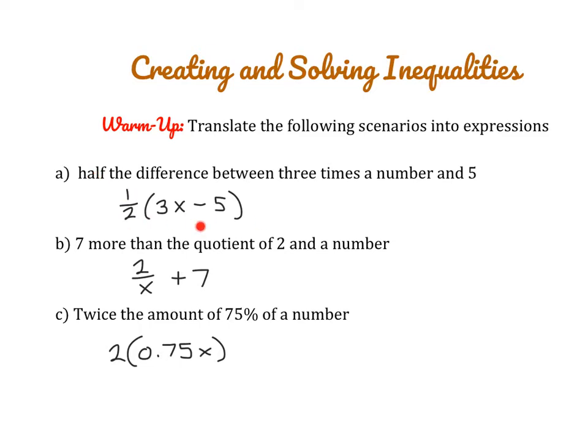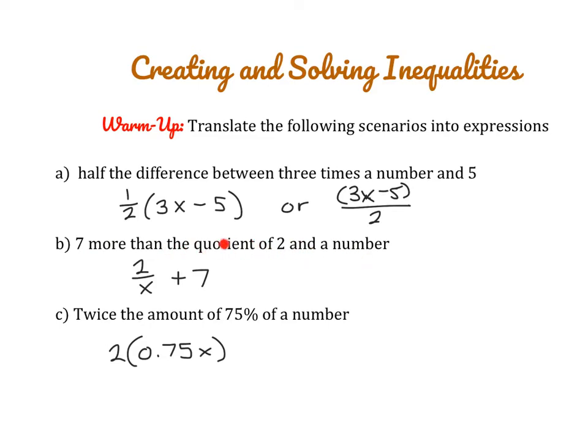Or you could divide the entire thing by 2. This would work as well. 3x minus 5, all divided by 2. That's acceptable as well. 7 more than the quotient of 2 and a number.